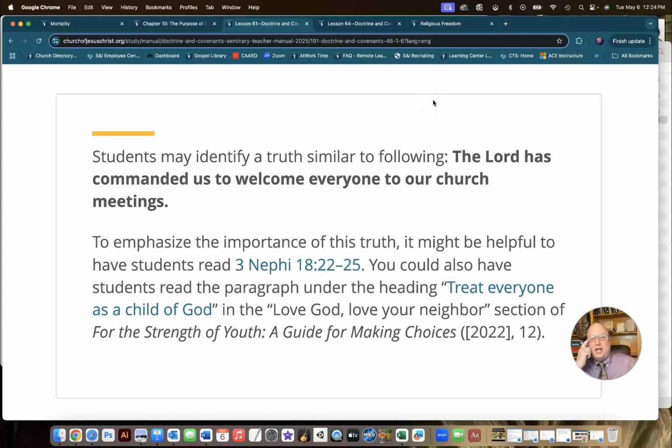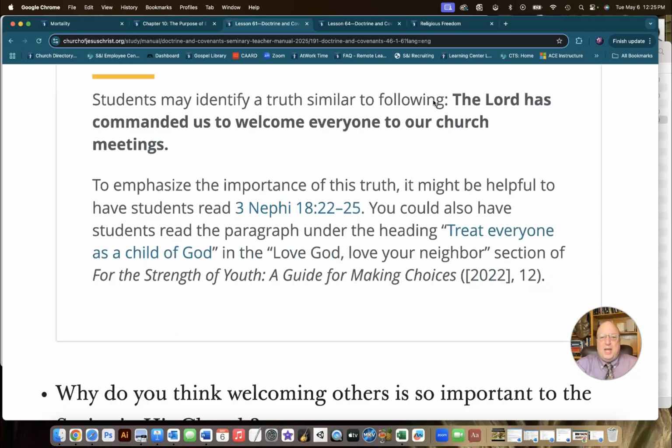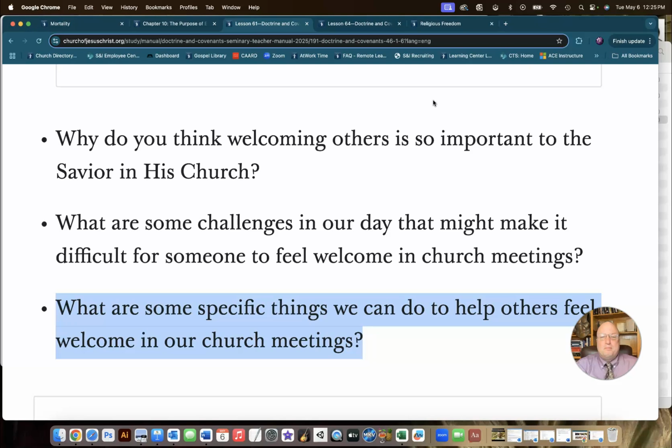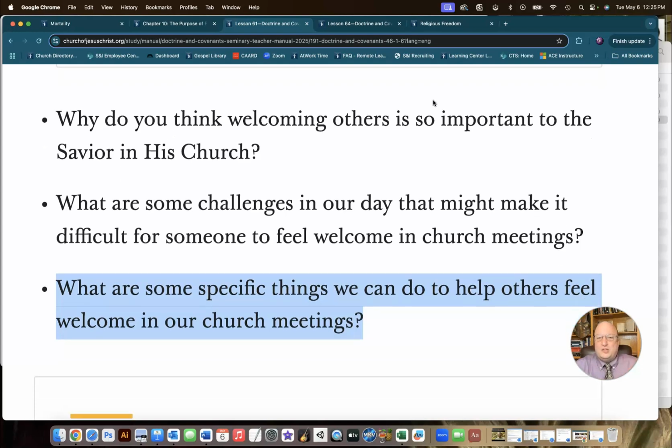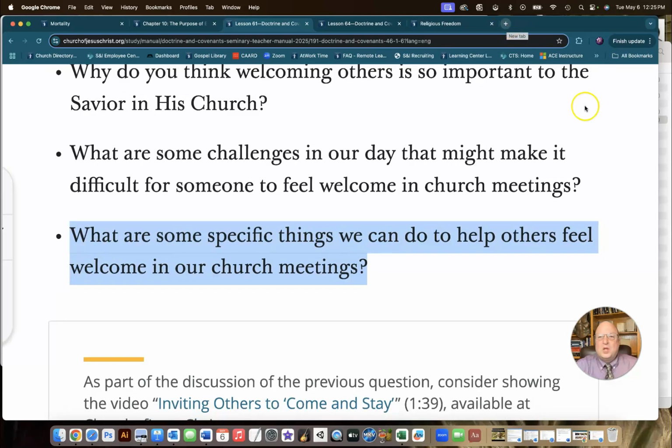Initially, I think everybody can get on board with the Lord has commanded us to welcome everyone to our church meetings. And remember, it's not just to allow people at our church meetings, it's to welcome them. So how do we do that? How do we welcome, talk to, and reach out to people that may reflect values or personality things that may be different than us? That's really the key.